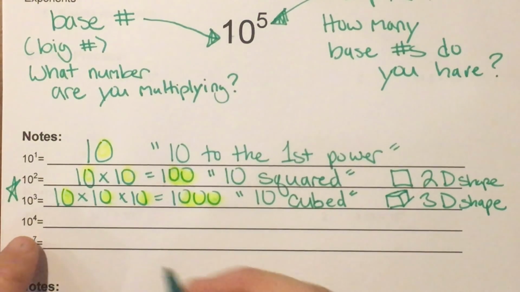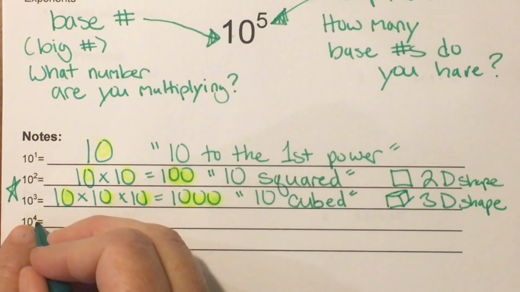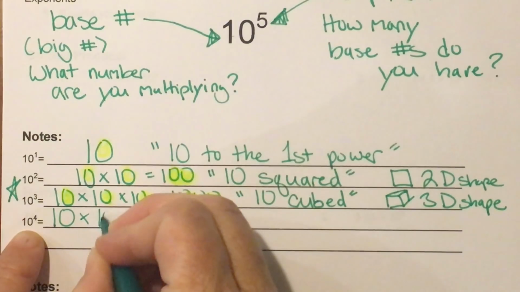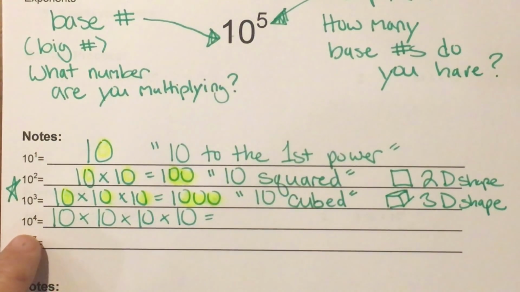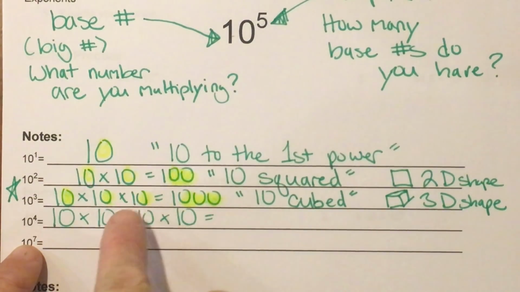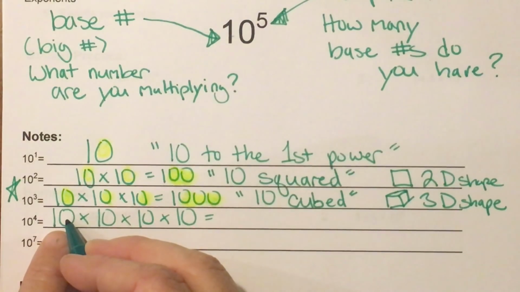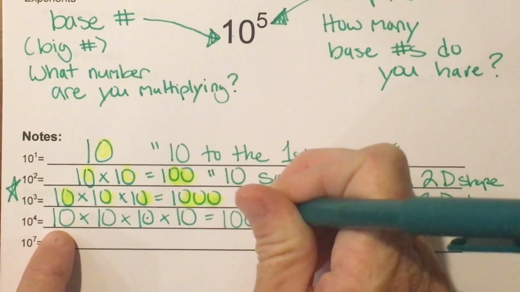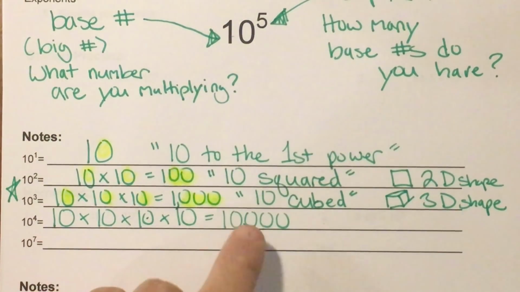So the next one, again, my base number is a 10, so I'm multiplying with 10s, and my exponent's a 4, so I have 4 of them. So it's 10 times 10 times 10 times 10. Now, if I use this kind of trick, it makes it a little easier than multiplying them. I know my factors have 1, 2, 3, 4 zeros, so my product's going to have 1, 2, 3, 4 zeros. Whoops, I forgot a comma there. So my product is 10,000.